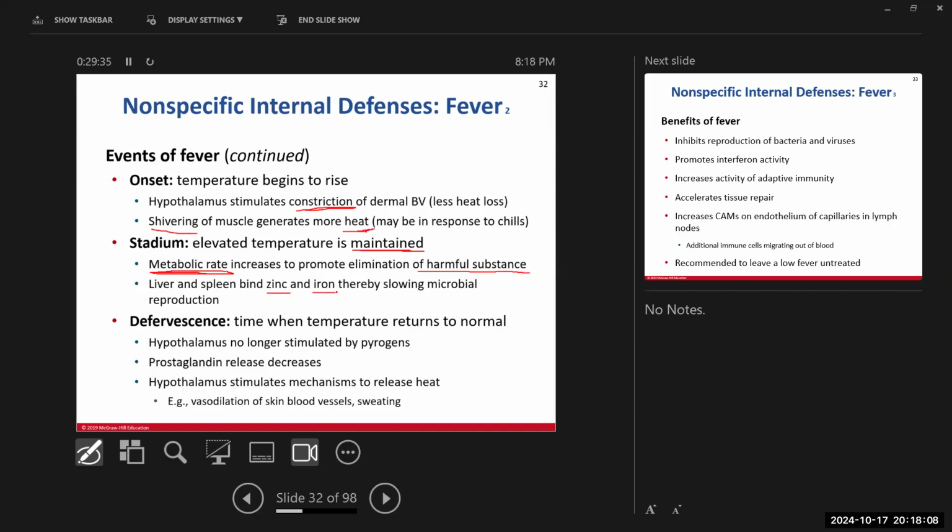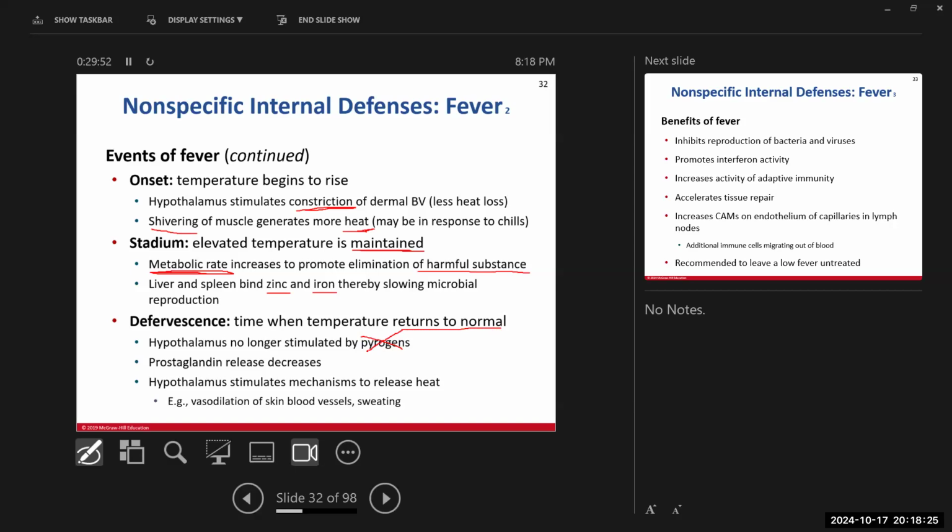And then finally, the last event of fever is the defervescence. This is when we return back to normal. The cells are no longer producing the pyrogens, which will then stimulate the hypothalamus to release the prostaglandins.